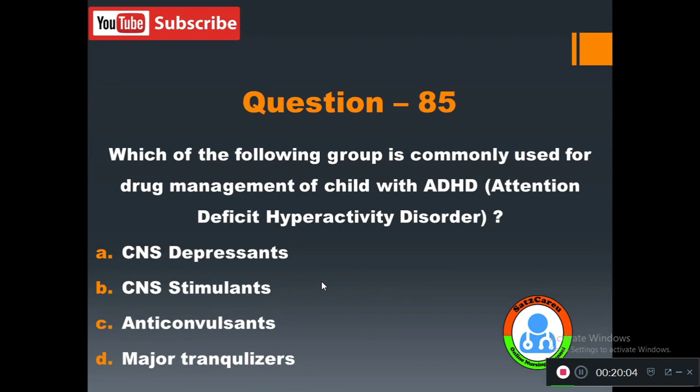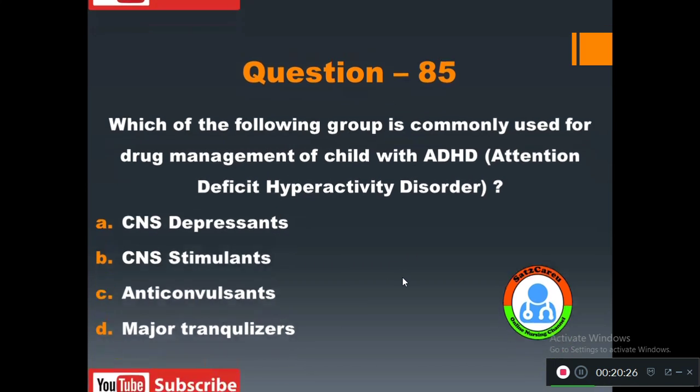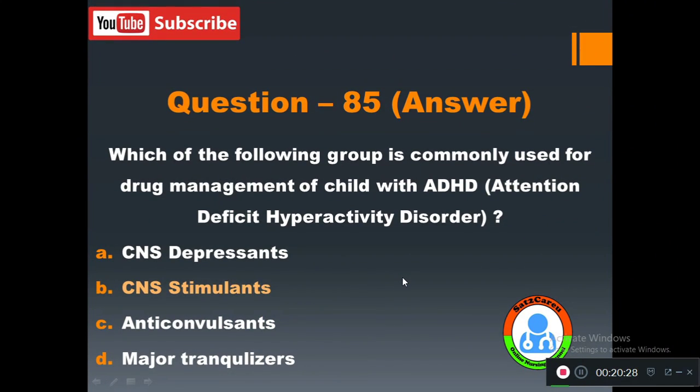Which of the following group is commonly used for drug management of a child with attention deficit hyperactivity disorder, ADHD? Option A, CNS depressants, B, CNS stimulants, C, anticonvulsants, and D, major tranquilizers. For the treatment of ADHD, the drug of choice is CNS stimulants.